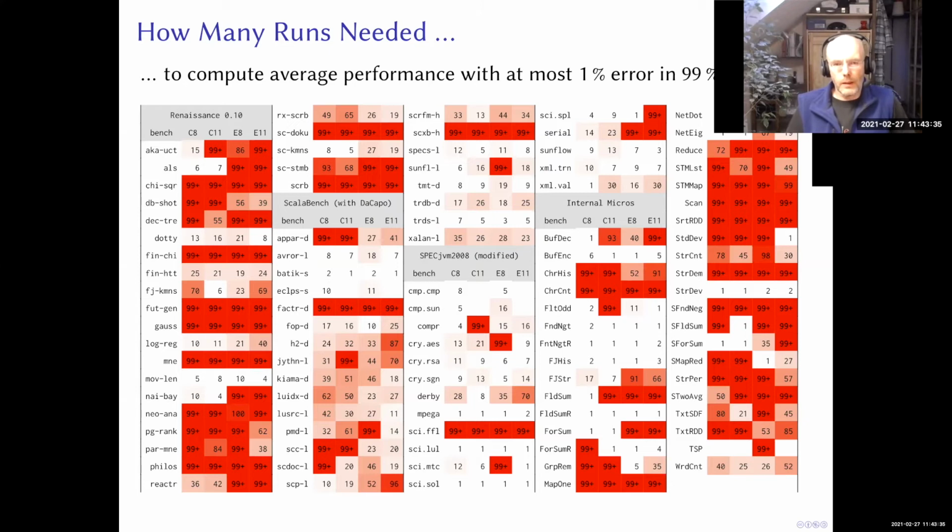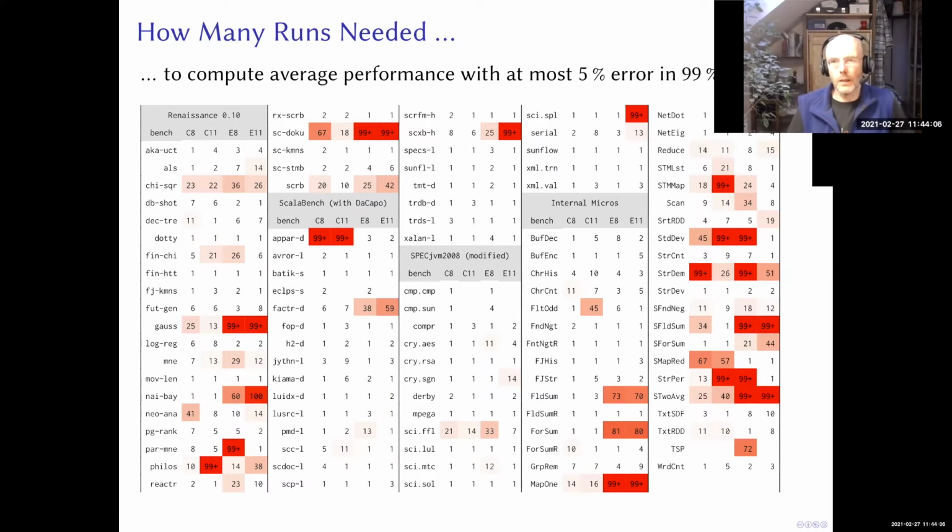Another fact is it's not just the benchmark, it's the combination of the benchmark and the platform that determines how many runs are needed. So you can see that sometimes JDK 8 seems to be more stable than JDK 11, sometimes it's the other way around, etc. So this table looks bad, but perhaps asking for 1% accuracy is too much. So this is the same table, except we are now looking at the number of runs needed for 5% error, 5% accuracy. And we see that suddenly the table is mostly white.